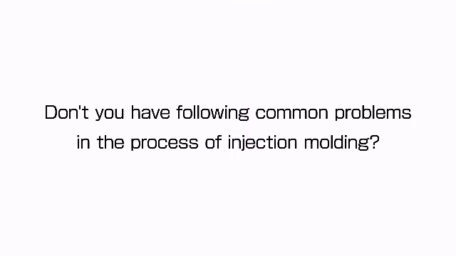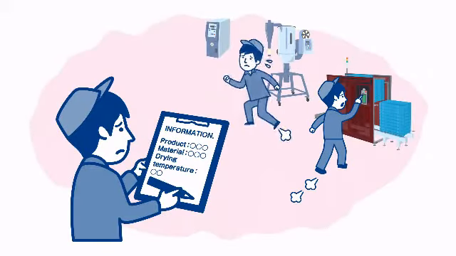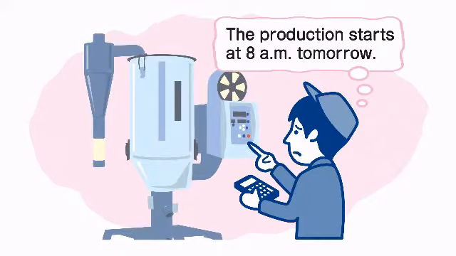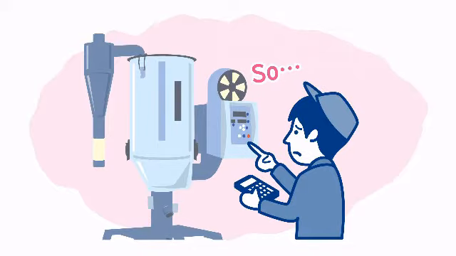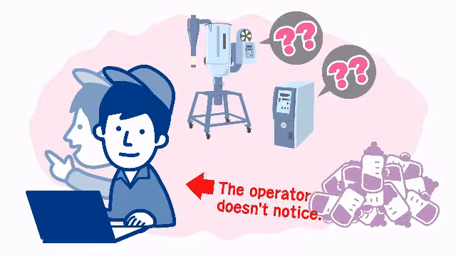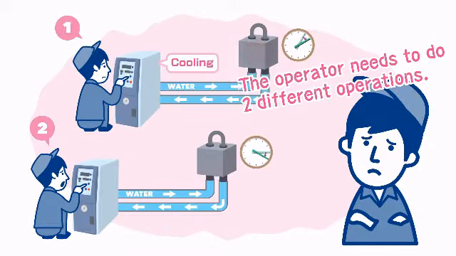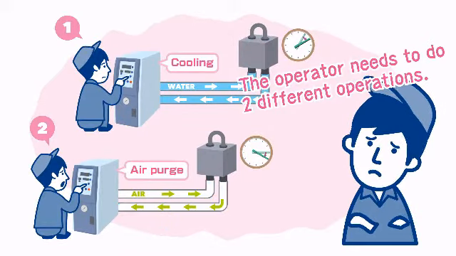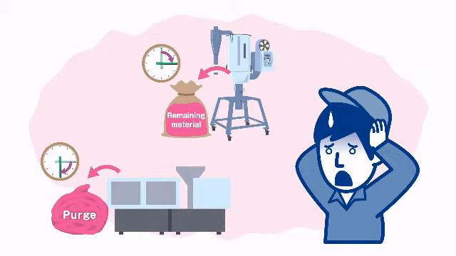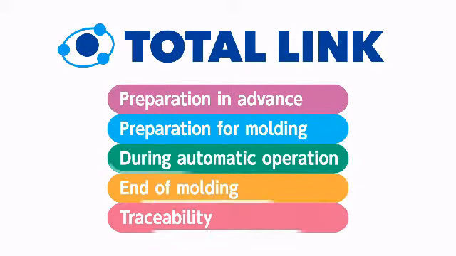Total Link. Don't you have following common problems in the process of injection molding? It takes time to set each peripheral equipment. Human errors in setting. A lot of defective products because of wrong setting. A lot of operations at mold changing and at the end of molding. Useless time for purging remaining material and useless cost of disposing of them. There are a lot of problems, from preparation in advance to the end of molding.